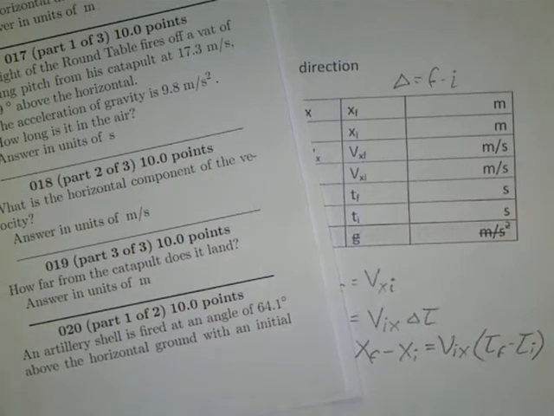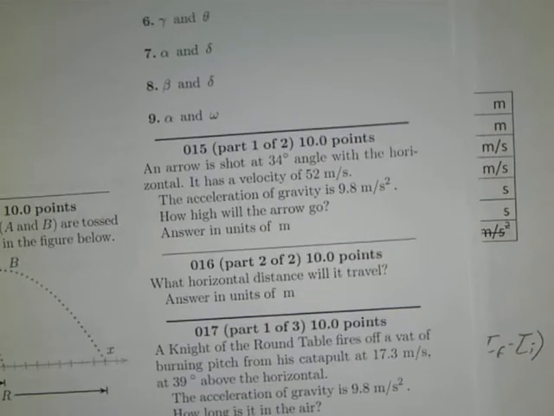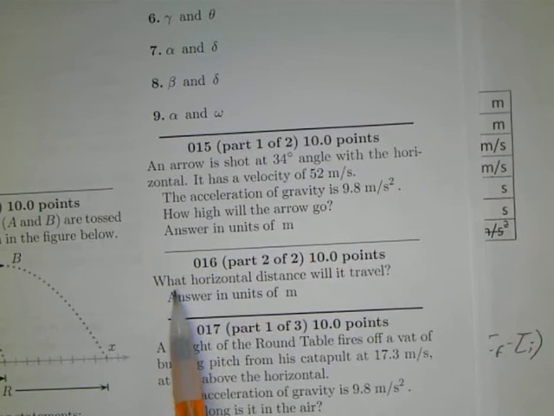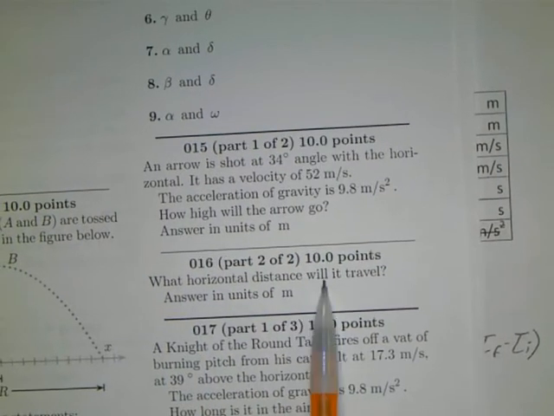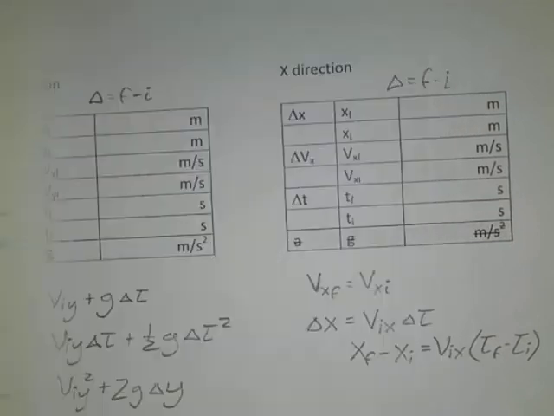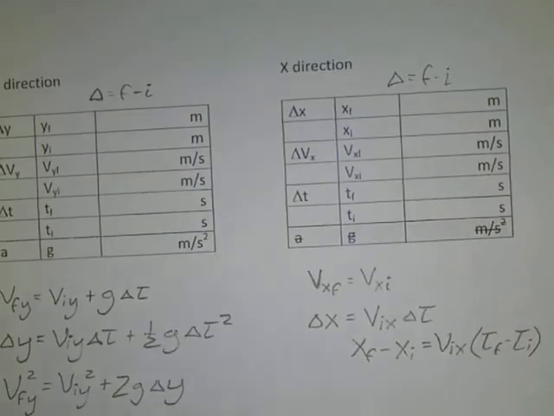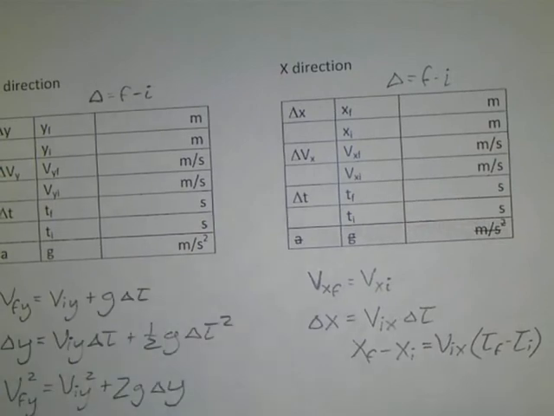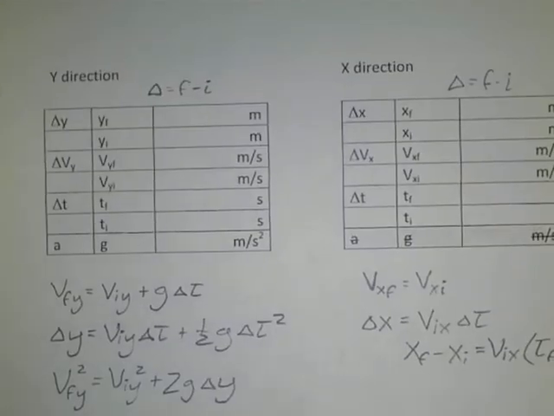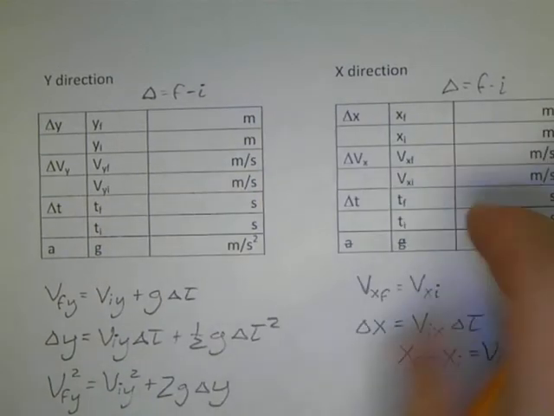I'm going to do the second part of the arrow shot into the air question. It's asking how far sideways does it travel? What's the horizontal distance? I know a few things from the previous part of the problem, so I'm going to fill in what I know from what I had before.